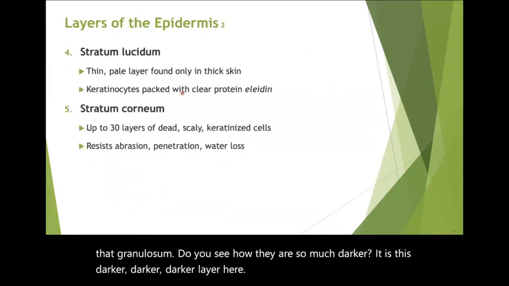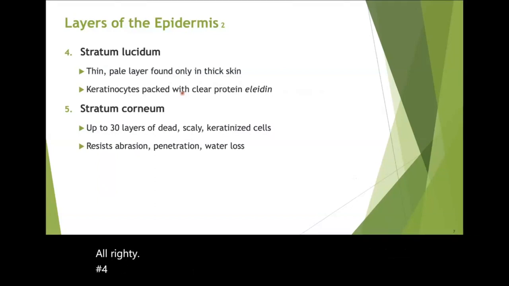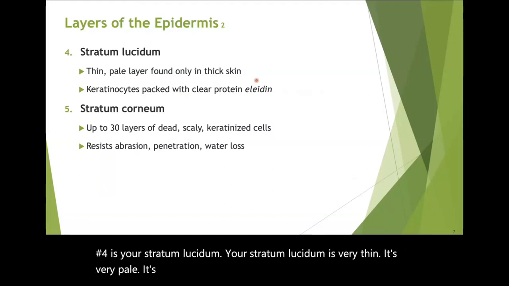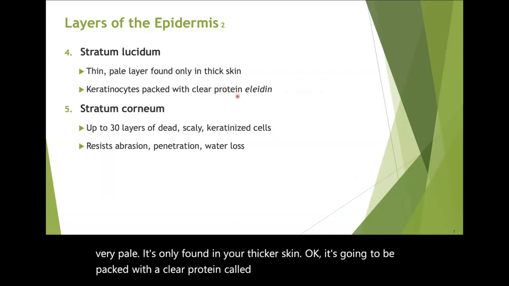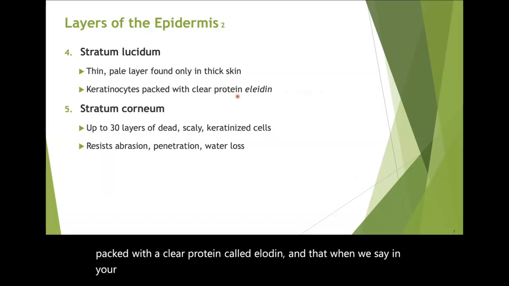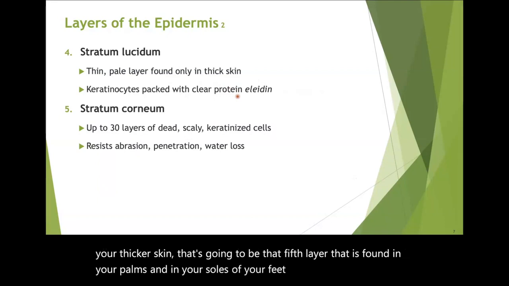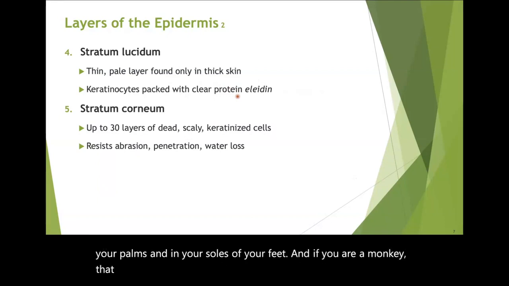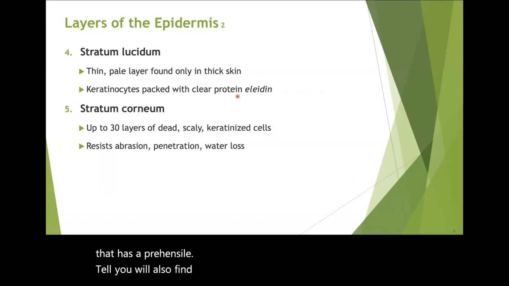All righty. Number 4 is your stratum lucidum. Your stratum lucidum is very thin. It's very pale. It's only found in your thicker skin, okay? It's going to be packed with a clear protein called eleidin. And that, when we say in your thicker skin, that's going to be that 5th layer that is found in your palms and in the soles of your feet. And if you are a monkey that has a prehensile tail, you will also find them there.